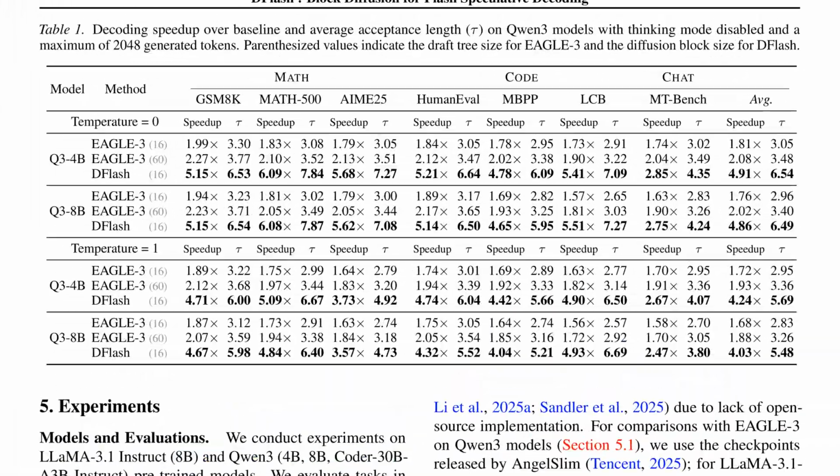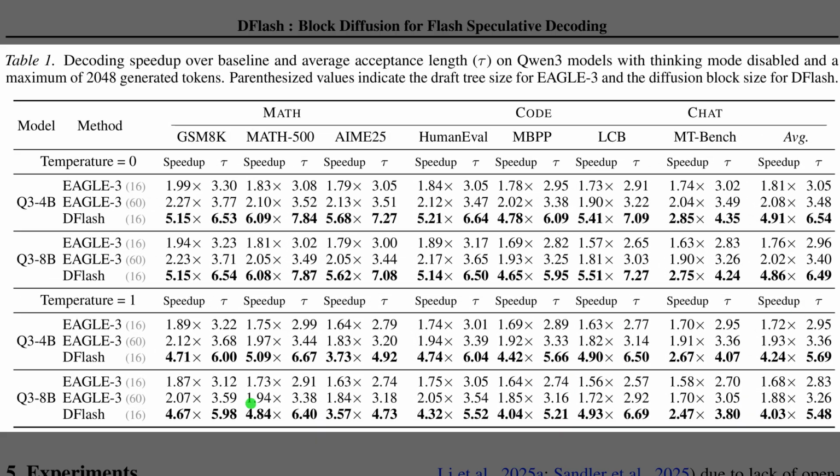Alright, having seen the training setup in Figure 4, Table 1 now quantifies the actual performance gains across different tasks. Here, we see a head-to-head comparison on QN3 models, specifically testing math, code, and chat benchmarks. Focusing on the top section with greedy decoding, DFlash dominates. For example, on the GSM 8K math benchmark, it hits a 5.15 times speedup, whereas Eagle 3 hovers around 2 times. This advantage stems from the acceptance length, labeled here as tau. DFlash consistently gets 6 or 7 tokens accepted per step, which is double what the baseline achieves.